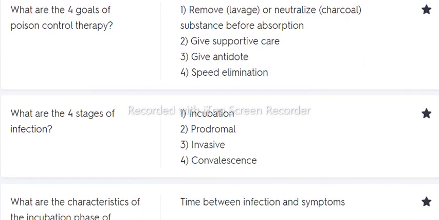What are the 4 goals of poison control therapy? 1. Remove or neutralize substance before absorption. 2. Give supportive care. 3. Give antidote. 4. Speed elimination.